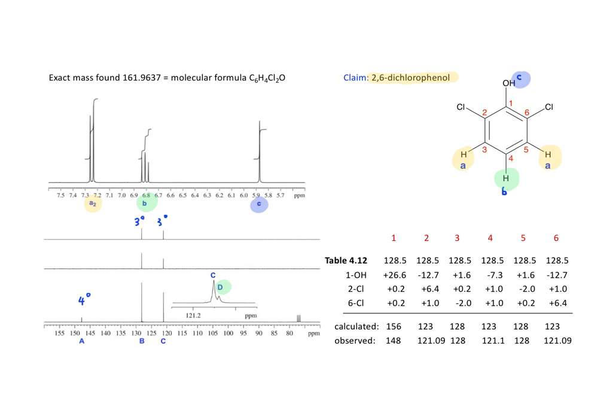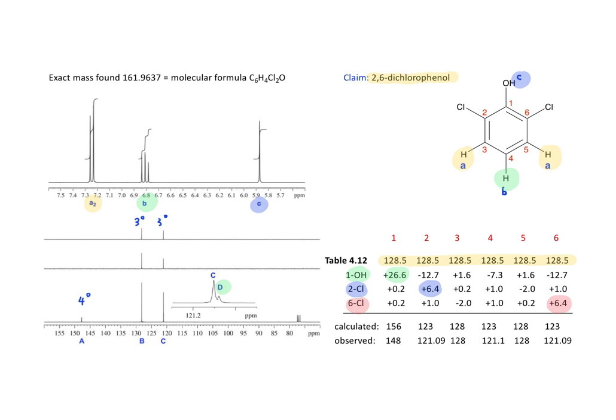But if we apply the basic value for benzene, 128.5, and then add in the various substituents from this table for the phenol and for each one of the chlorides at the 2 position versus the 6 position. Now I'll encourage you to work through this, but the phenol is attached at 1, then there is a chlorine attached at 2 and another chlorine attached at 6.